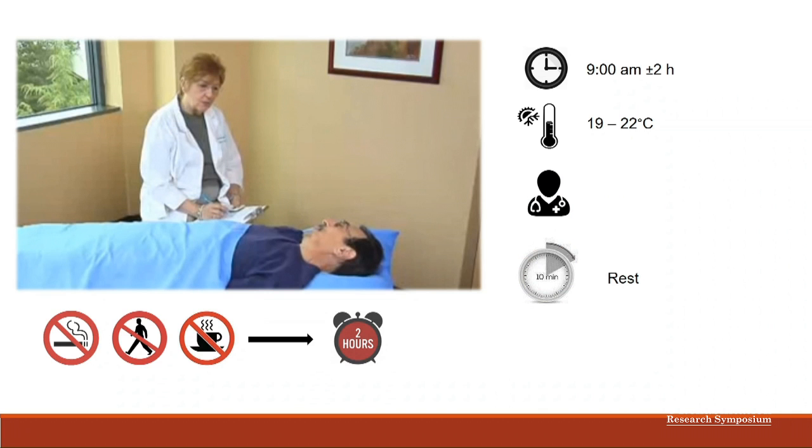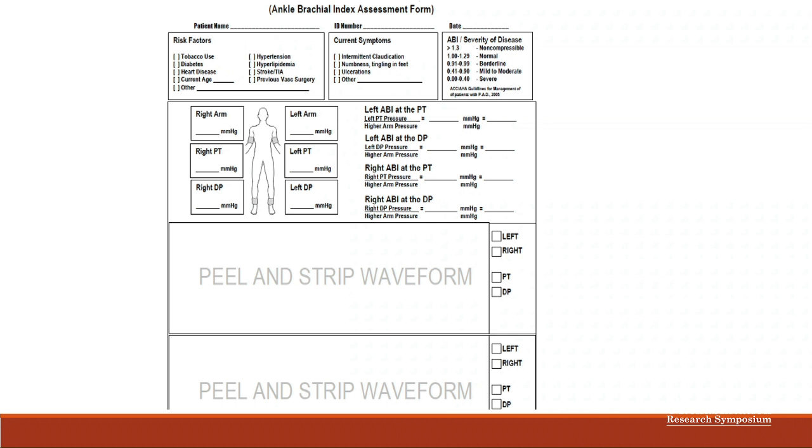For the study protocol, the participant will be asked to refrain from smoking, physical activity, and caffeinated beverages at least 2 hours before the measurement. The measurement will be taken at 9 a.m. at a thermoneutral temperature with one trained practitioner, and the patient will be asked to rest for at least 10 minutes. Here is the recording form for the ankle brachial index. All the risk factors will be recorded, also the patient symptoms and all the measurements obtained.